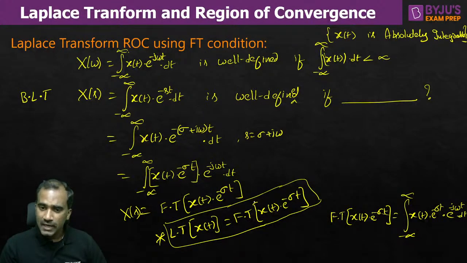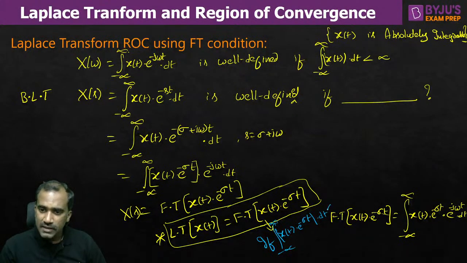So let us understand the condition for this. Under what conditions will this Fourier transform exist? Can you tell me? Very simple question. Fourier transform of a signal is well defined if it is absolutely integrable, correct? And Fourier transform of this is well defined if x of t into e power minus sigma t is absolutely integrable. Absolutely integrable means apply modulus and integrate.